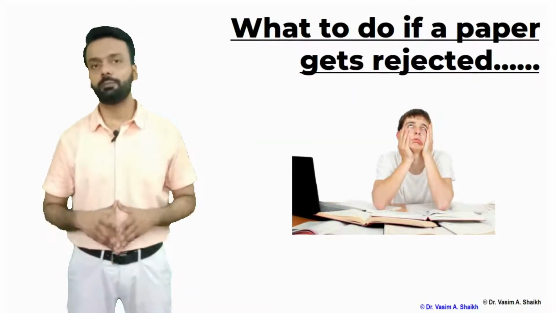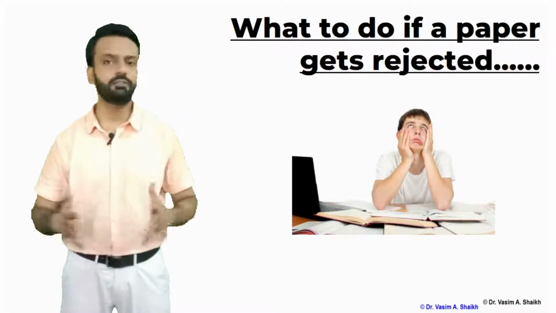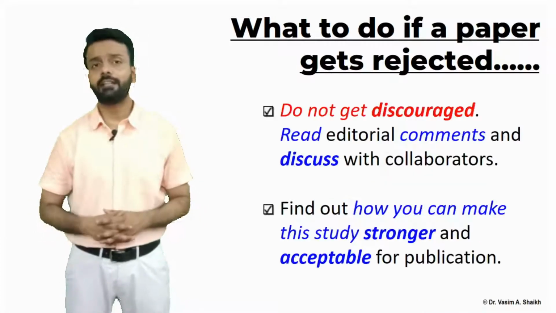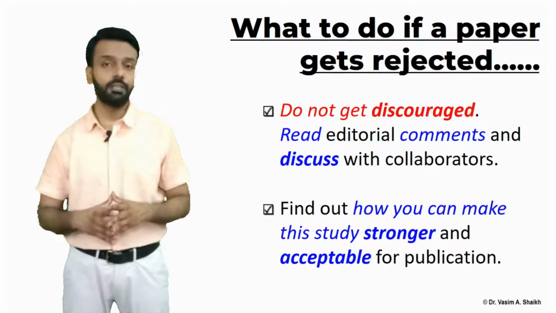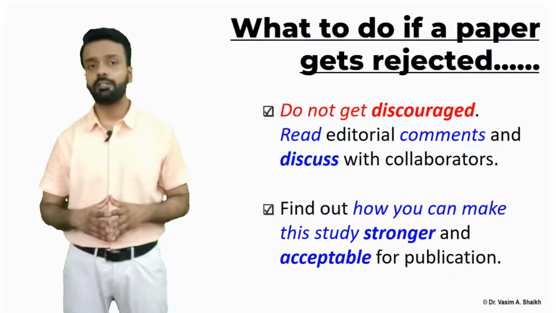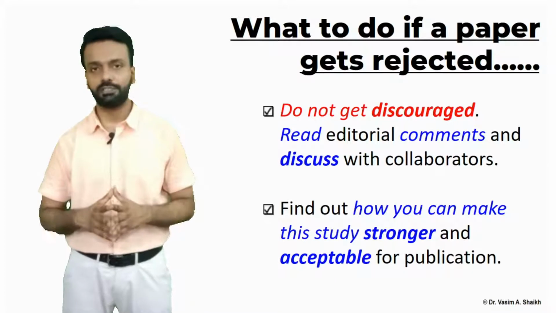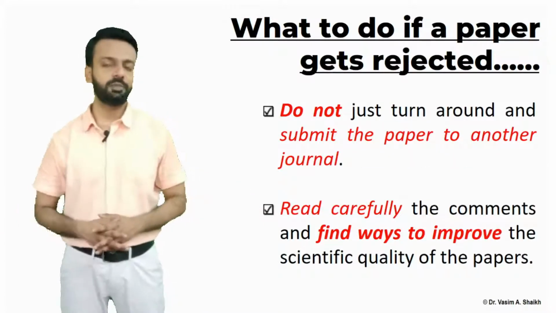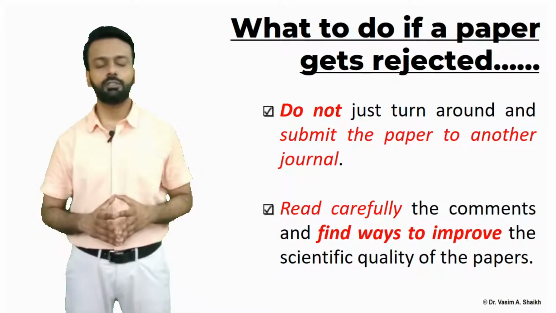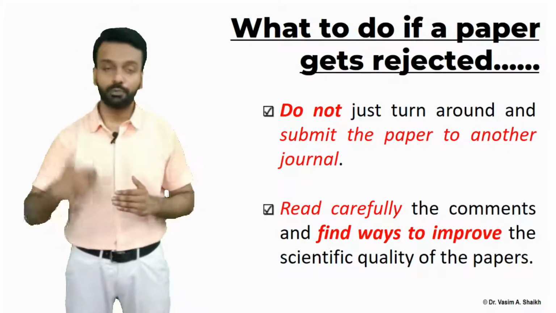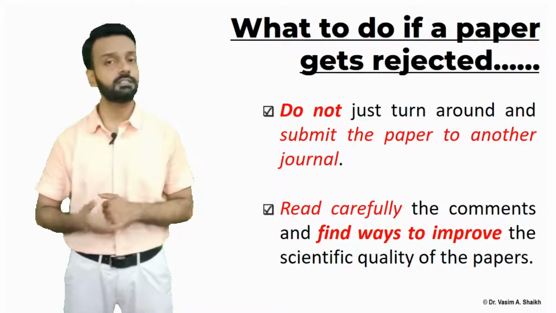What to do if your paper still gets rejected? I'll discuss some points that you can keep in mind even if your paper is rejected. Do not get discouraged. Read the editor's comments and then discuss with your colleagues how you can improve the paper. Find out different ways how you can make your paper stronger and acceptable for publication. Do not just turn around and send the paper to a different journal. You need to look into the comments very carefully, because if you look into those comments and improve your paper, your chances of acceptance in the next journal increase tremendously.